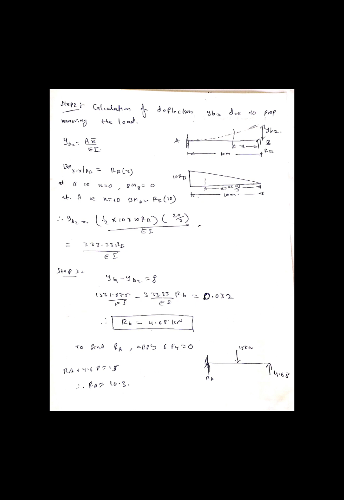Step 3 is YB1 minus YB2 equal to delta. So 1561.8 divided by EI minus 333.3 by EI into RB is equal to 0.032. Therefore RB equals 4.6 kilonewton. If we want to find RA, we apply sigma Fy equal to 0. So RA we will get as 10.3.